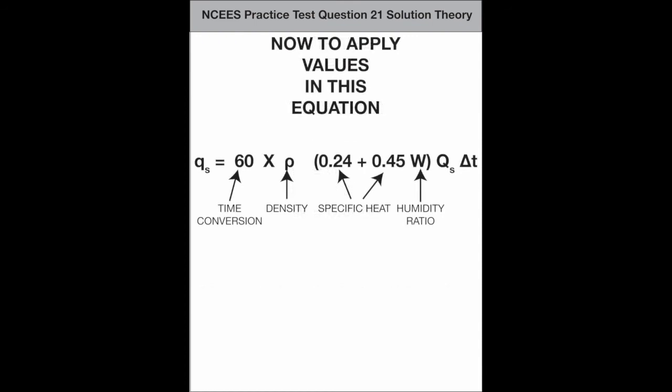Now to apply the values in this equation to find the correct solution.